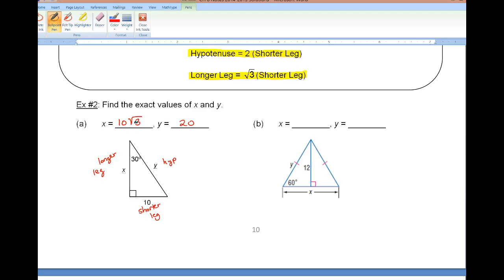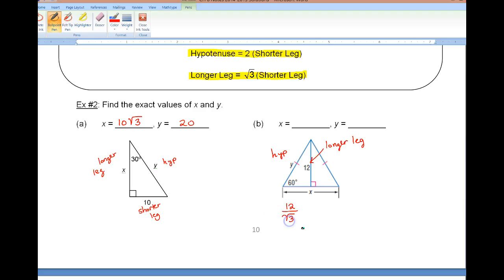Next one. So, 12 in this case, the altitude, this is actually the longer leg. Right here, this would be the hypotenuse, and x is actually pointing to the entire side. Half of x would be to here. Okay, so what's the relationship between the longer leg and the shorter leg? The longer leg is square root of 3 times the shorter leg. So how do we figure out what that's going to be?